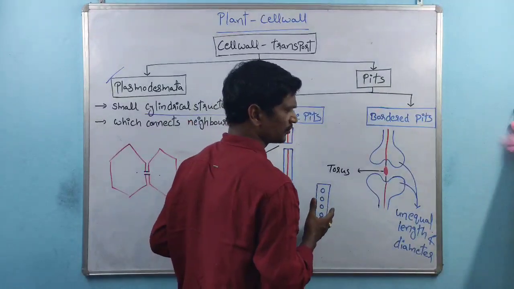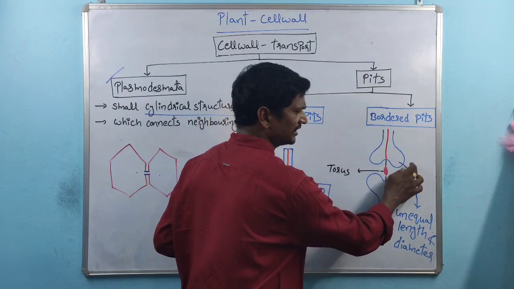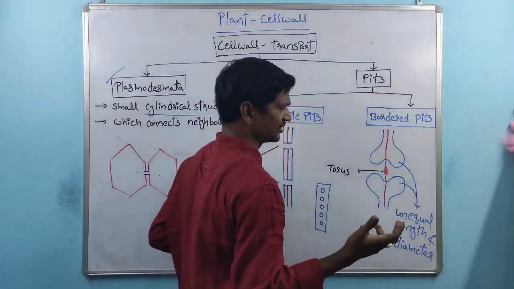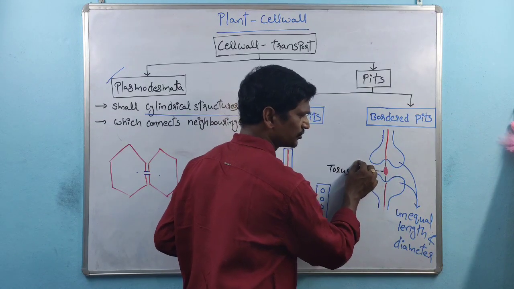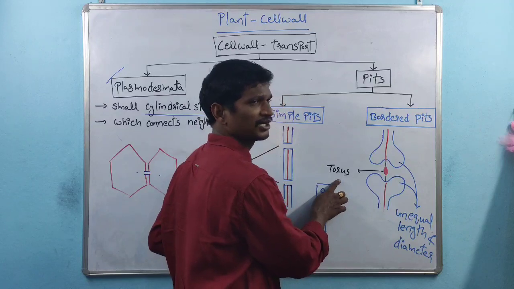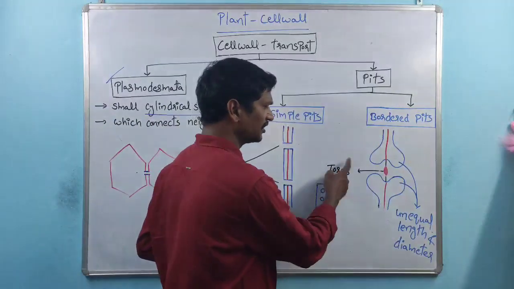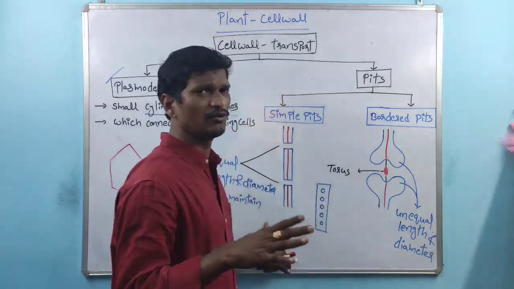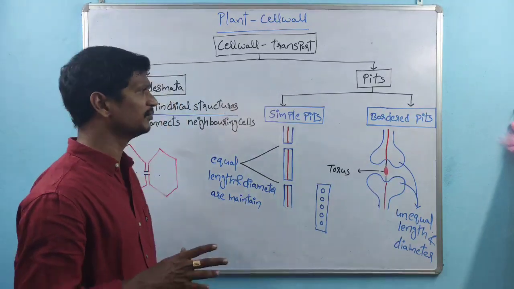So how is it involved in the protection process? Suppose water molecules are rapidly transported from one cell to another; in that case the cell organelles may be destroyed. So whatever pressure is generated during the transportation of water or molecules is prevented by the torus structure. This is the torus, involved in the reduction of pressure during the transportation of molecules, right?